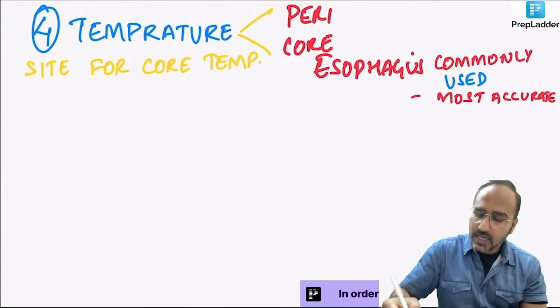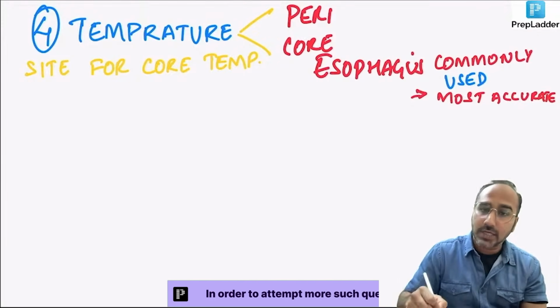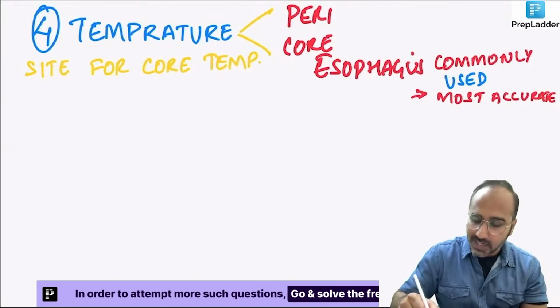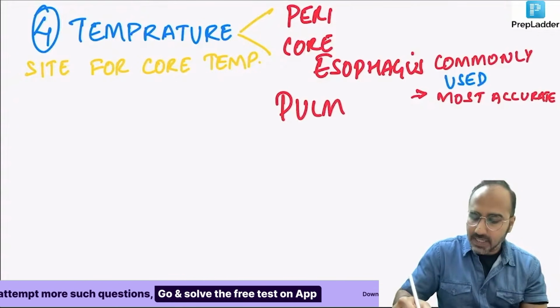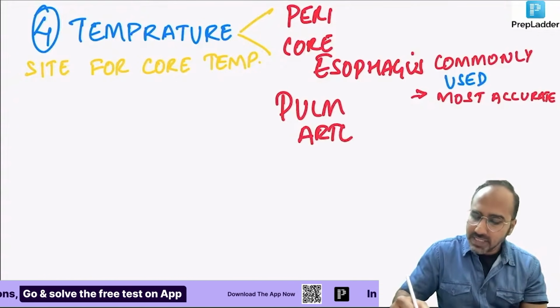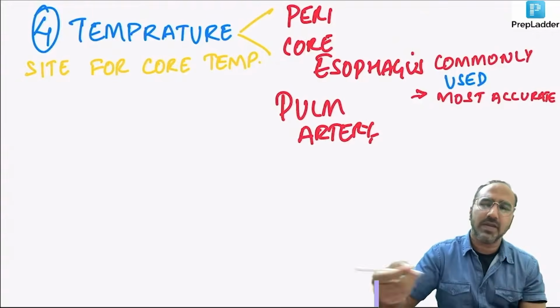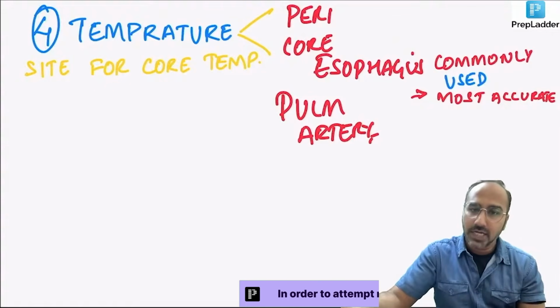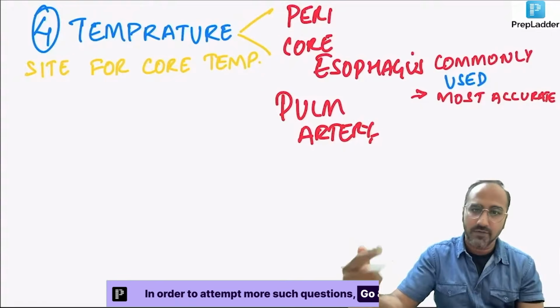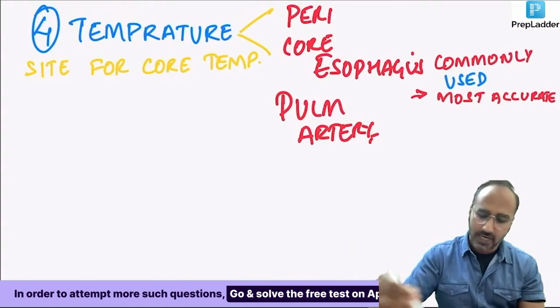esophagus. Okay? But which is the most accurate site for core temperature monitoring? It is the pulmonary artery. But still we commonly use the esophagus. Why? Because it is non-invasive. Pulmonary artery means you have to put a catheter. It's an invasive kind of thing.